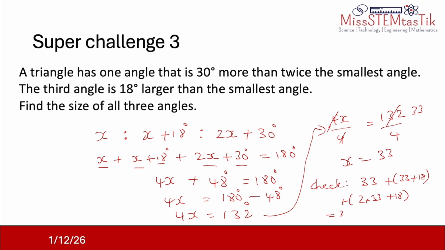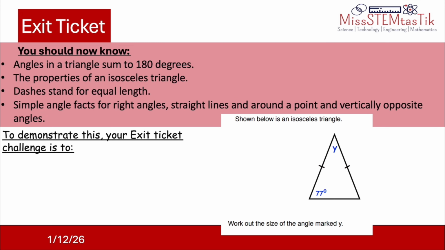So the total sum of angles in a triangle is equal to 180. And so 33 plus 18 is 51. Plus 2 times 33 is 66 plus 30. So that should be 30, not 18. So 2 times 33 is 66, and 66 plus 30 gives you 96. And then we can just go ahead and add all of these up. So 33 plus 51 plus 96 is 180 degrees.